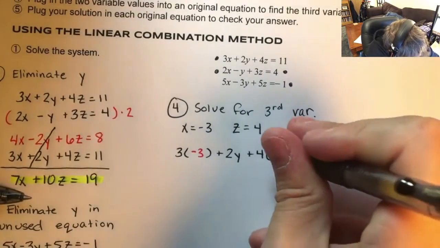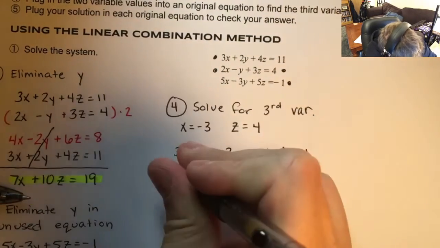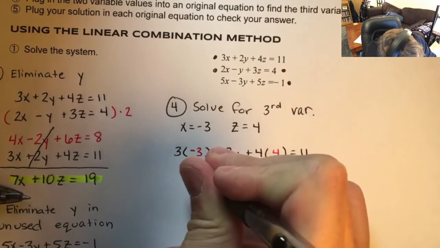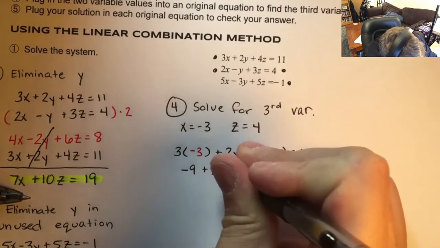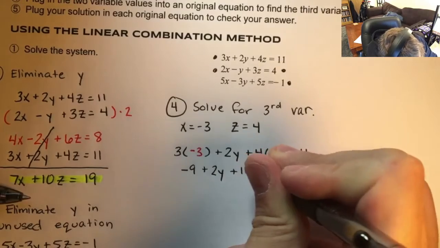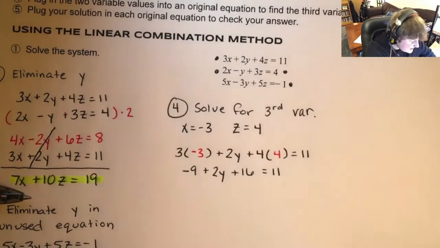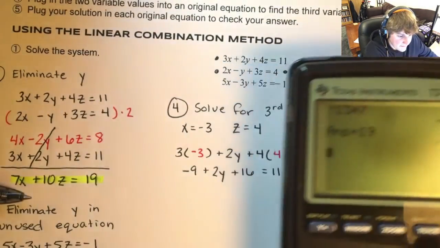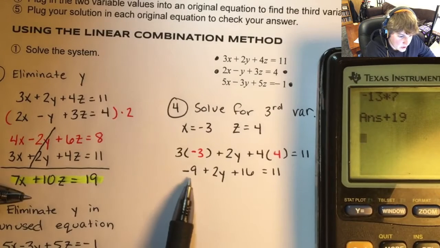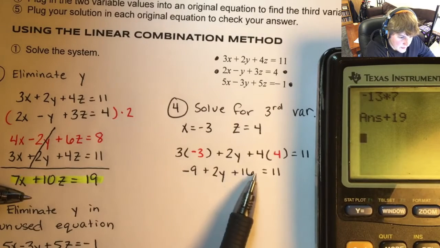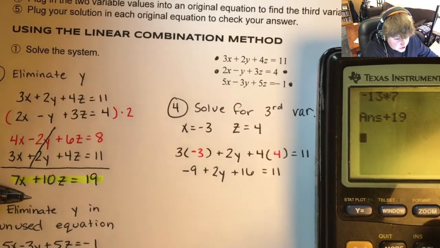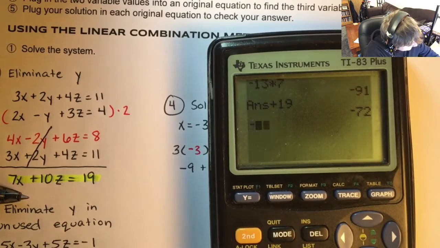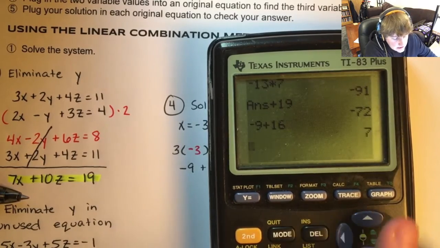And then that's equal to 11. Okay, so this is negative 9 plus 2y plus 16, equal to 11. Well, negative 9 and 16, those combine. You can just add them. Otherwise, you can say, well, I'm pretty sure there are 7 more positives here than there are negatives here, so I should get a 7. And negative 9 plus 16 is 7.